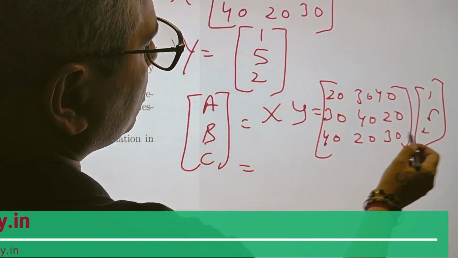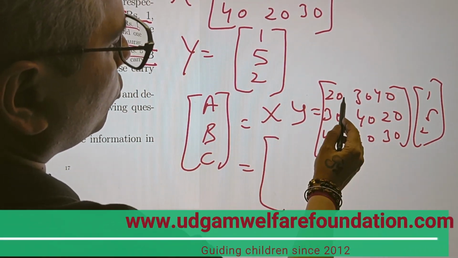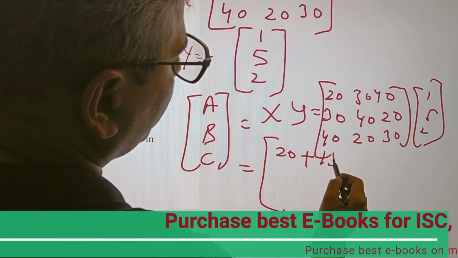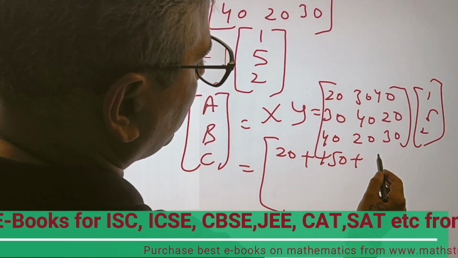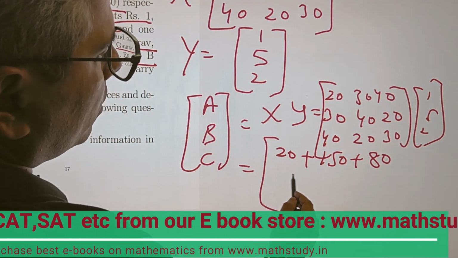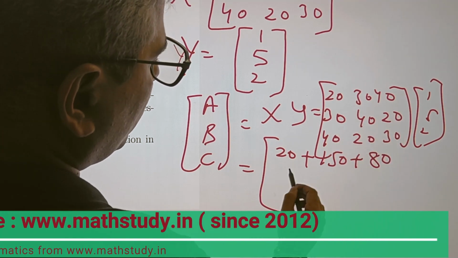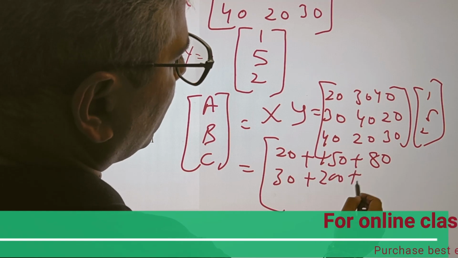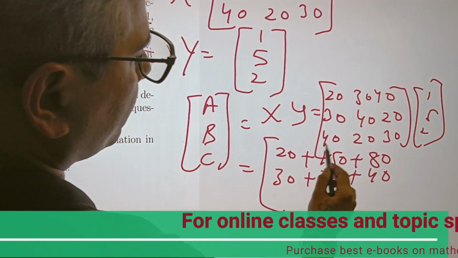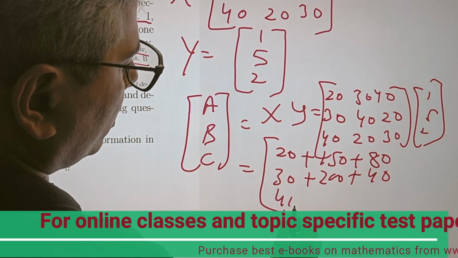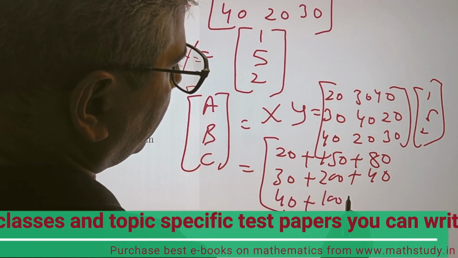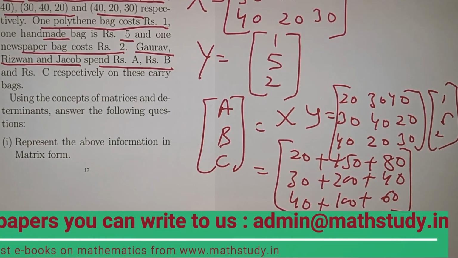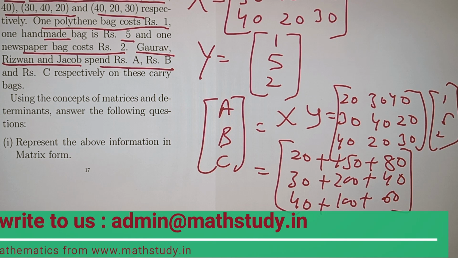First row, first column will give you the first element. So 20 into 1 is 20, plus 30 into 5 is 150, plus 40 into 2 is 80. Now let's calculate for the second row. 30 into 1 is 30, plus 40 into 5 is 200, plus 20 into 2 is 40. Third row: 40 into 1 is 40, plus 20 into 5 is 100, plus 30 into 2 is 60. Now we got our product here.